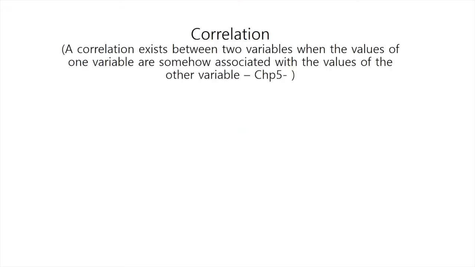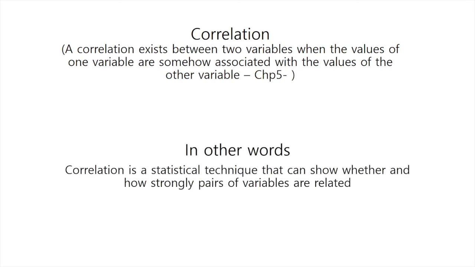Last but not least, this part, my part, deals with correlation. A correlation exists between two variables when the values of one variable are somehow associated with the values of the other variable. These are the words that can be found in the Chapter 5 notes that Mr. Mosh gave us. In other words, correlation is a statistical technique that can show whether and how strongly pairs of variables are related.